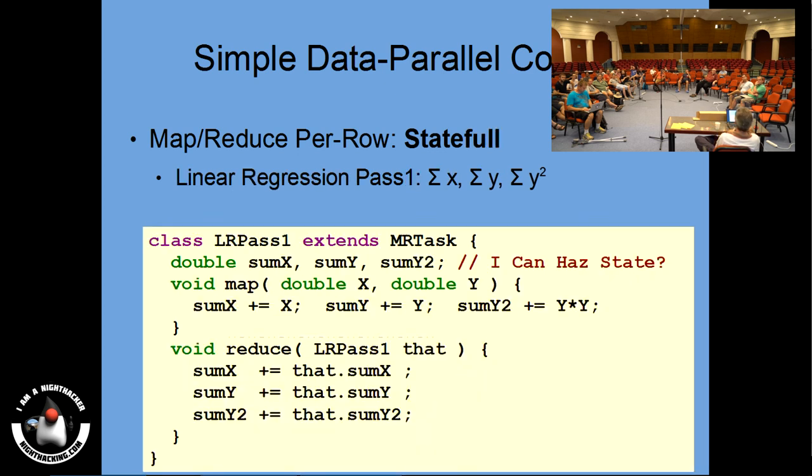Here is a version where I have more interesting state. The type A is a pair of doubles, and the type B is the instance of the LR pass one, which has three fields in it at the moment. And then I'm just adding them up, doing the first pass of a linear regression here: sum of x, sum of y, sum of y squared.